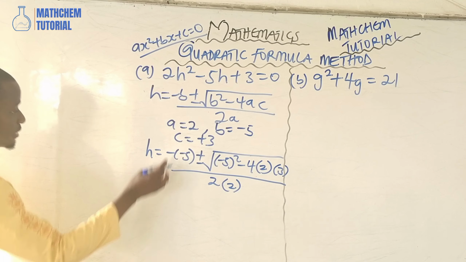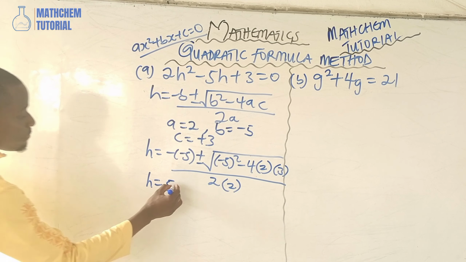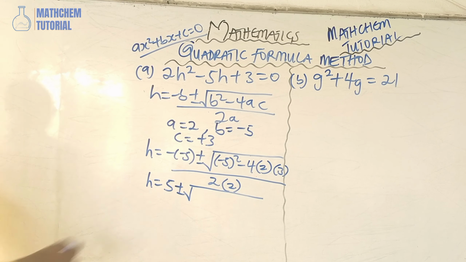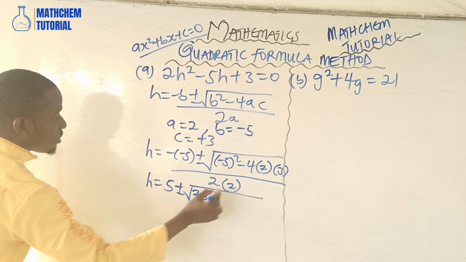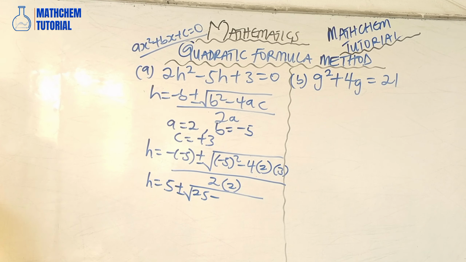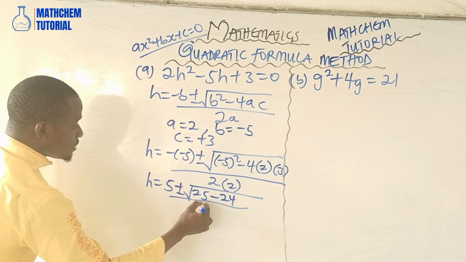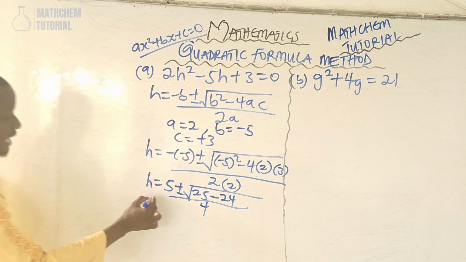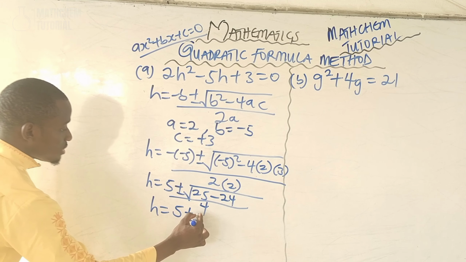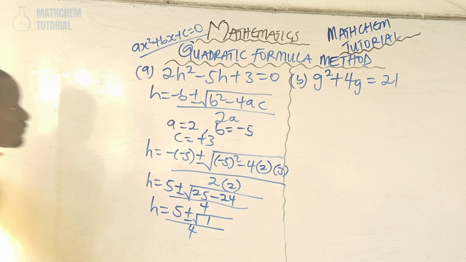Now let's solve this completely. So h is going to be plus 5, because minus times minus is plus 5. Plus or minus the square root of minus 5 squared, which is 25, minus 4 times 2 times 3. 4 times 2 is 8, 8 times 3 is 24. Everything all over 2 times 2, which is 4. So we then have h equals 5 plus or minus the square root of 25 minus 24, which is 1, everything over 4.